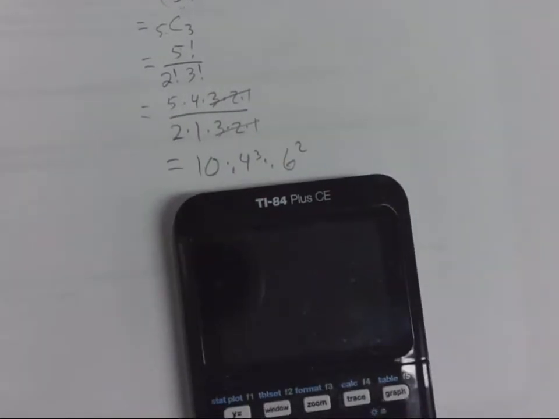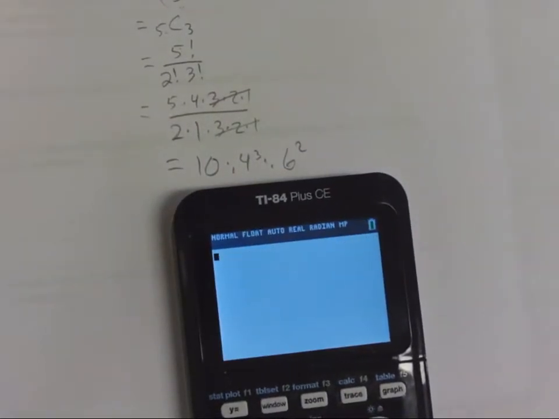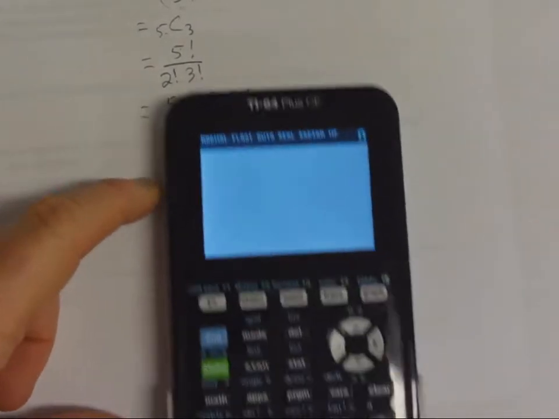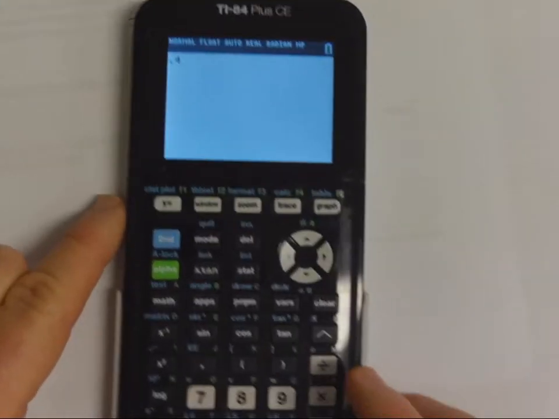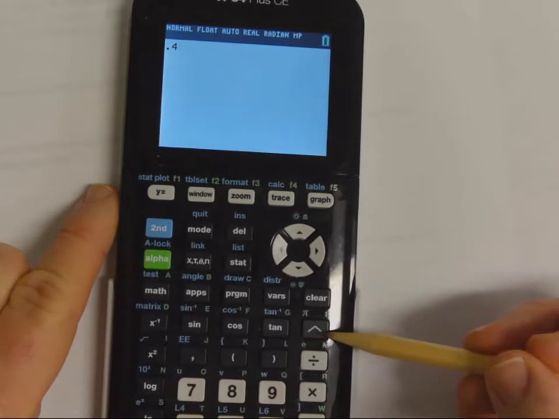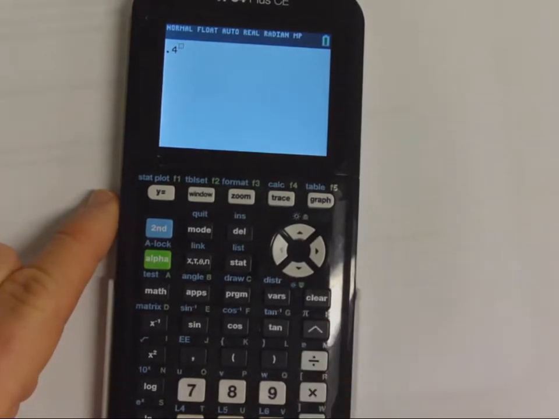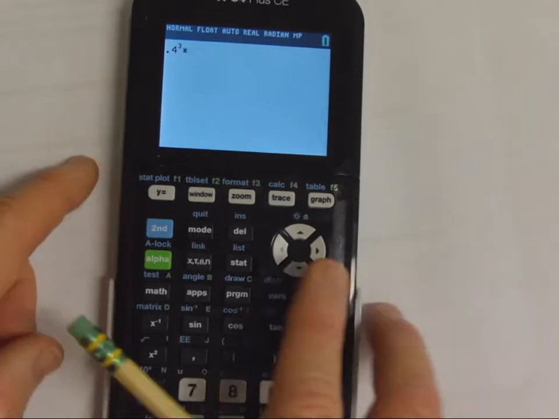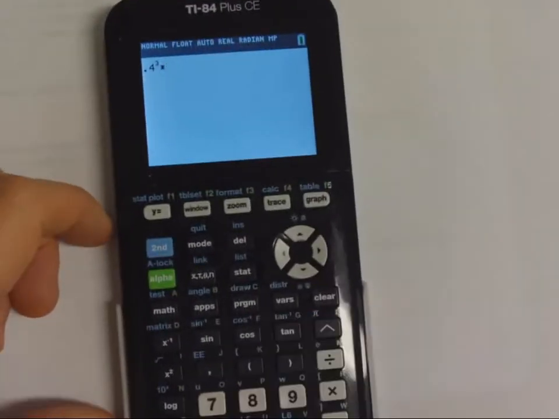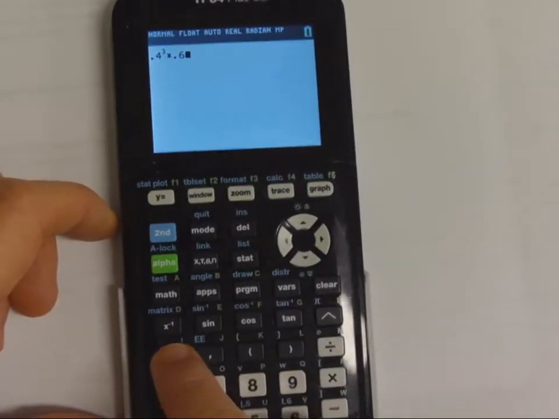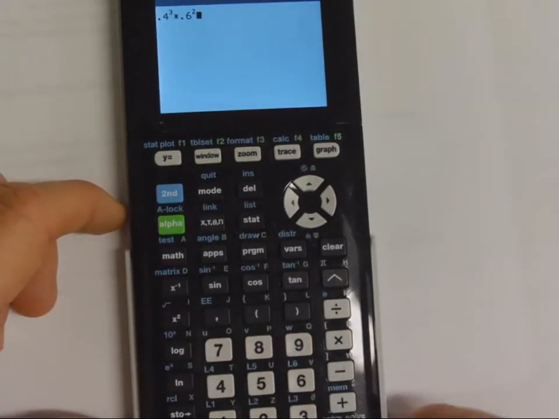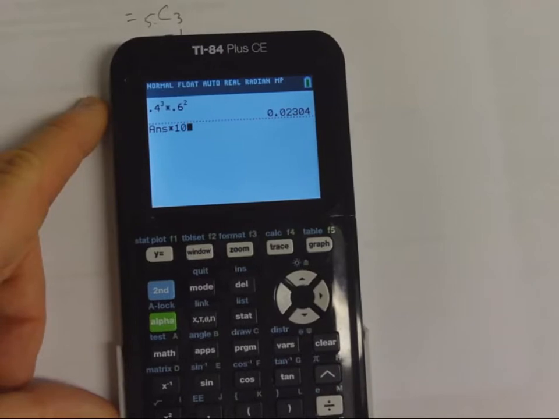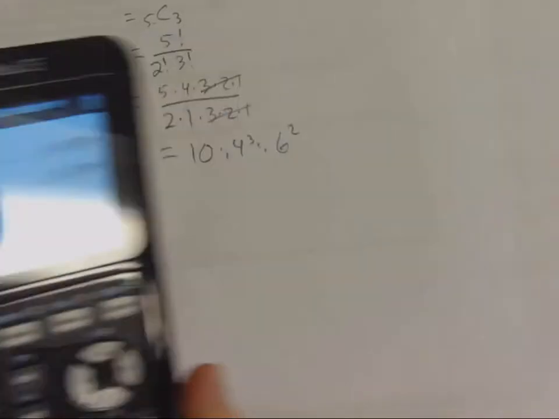I will just say 0.4 to the third power. So I'll go 0.4, and then that is your exponent button, that up arrow. So we hit up arrow to the third power, and then right arrow over, and then times, and then it's 0.6 squared. So it'd be 0.6, and just hit the squared button like that, is equal to, and then just multiply it by 10. So times 10, and so that is 0.2304.